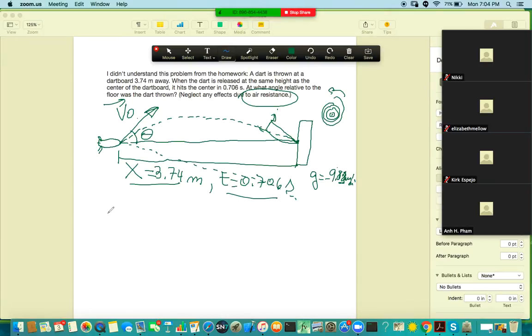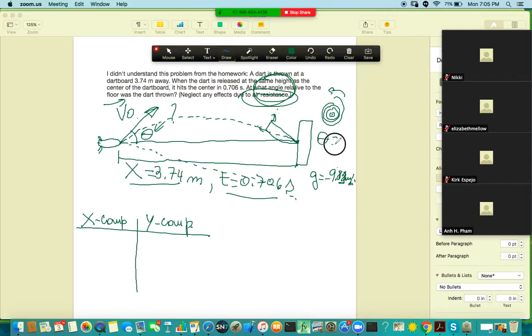So how do you solve this problem? You decompose your problem in two components. One that has to do with x, and another one that has to do with y, right? But before you start this type of problem, this is very important: what do you want to solve for? You want to solve for the angle. What is the angle theta to release this dart so the dart can hit the bullseye? Remember, if you throw horizontally, it's going to miss the bullseye. So you have to throw at an angle. So you want to find the angle.